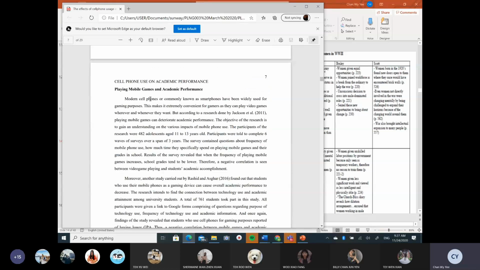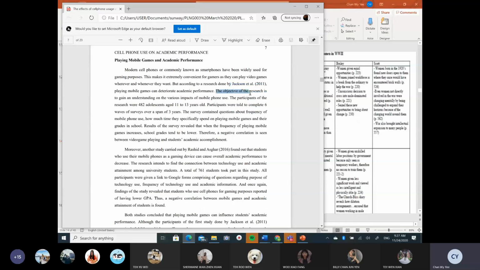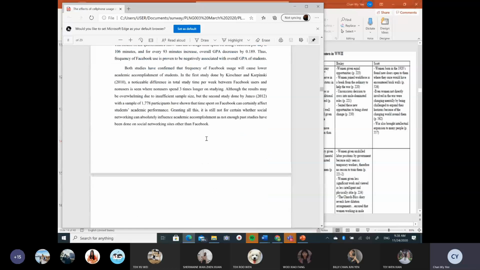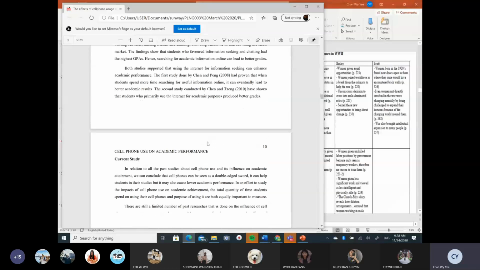The same, over and over again. Study by Jackson: objective, participants, and then results. Same again, Rashid and Afgar. What is the purpose, the research intents, what is the methodology, and what are the findings, and then your analysis. It is the same. All 5 subtopics, he is doing the same method. You should also do the same.